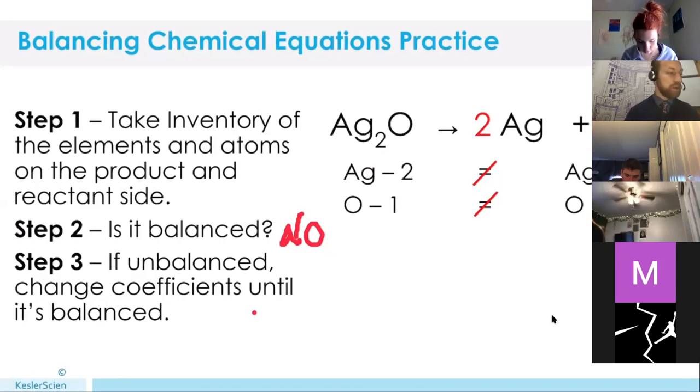We're going to move on to our oxygen. Our oxygens are not balanced. So what are we going to do? We're going to change the coefficient here to 2 to make that balanced. Great. Everything's balanced yet? No, it is not. Right now we have 4 silvers on the left. We've got 2 silvers on the right. What do we have to do to balance it? We've got to rebalance our silvers on the right. There we go, hunky-dory, everybody's happy.